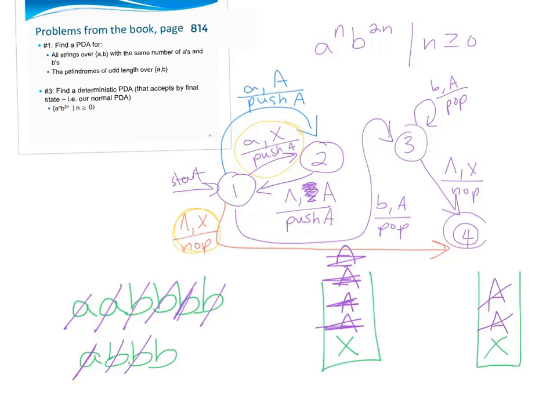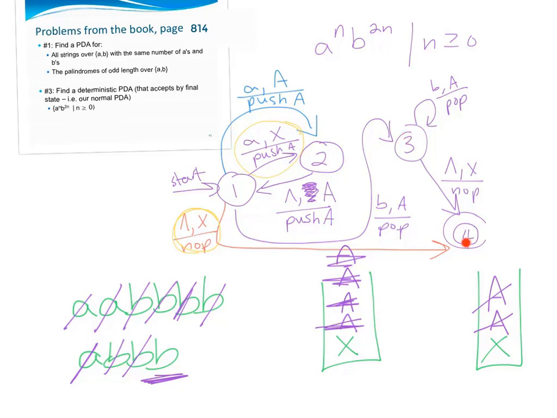And then I'm in a situation where I'm at state 3, I see a B, but there's an X at the top of my stack, so I'm stuck because there's nowhere I can go from state 3 if I see a B and an X at the top of my stack, right? I mean, I could take this jump if I want, right?